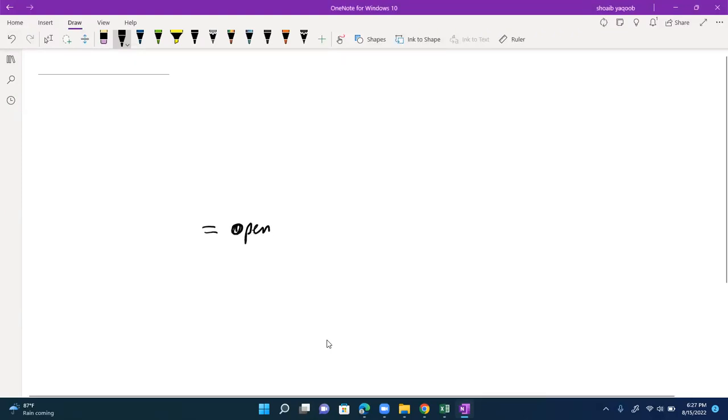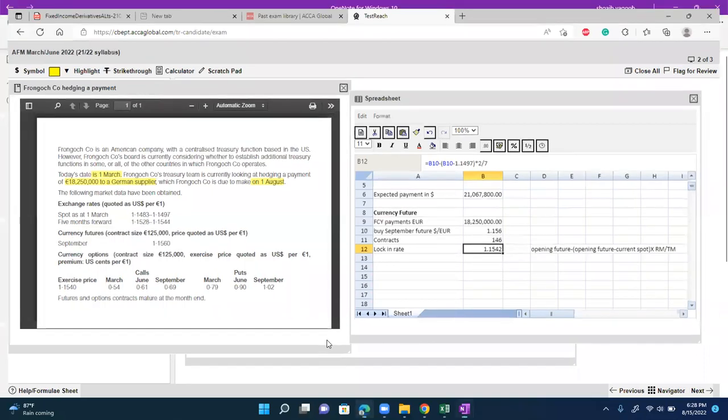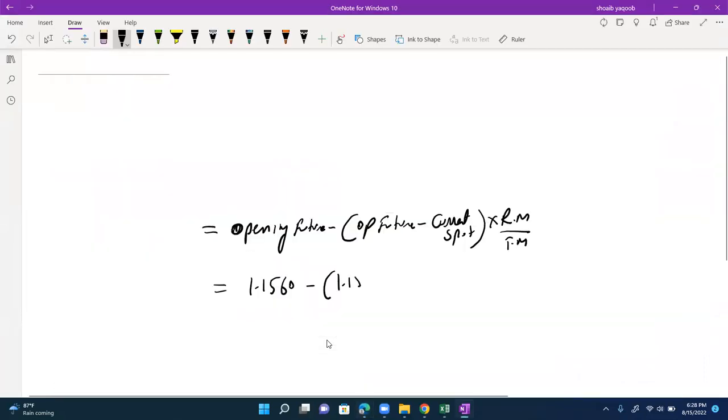Opening future minus (opening future minus current spot) into remaining months divided by total months. Opening future is 1.1560, current spot 1.1497. Guys, wait a minute.